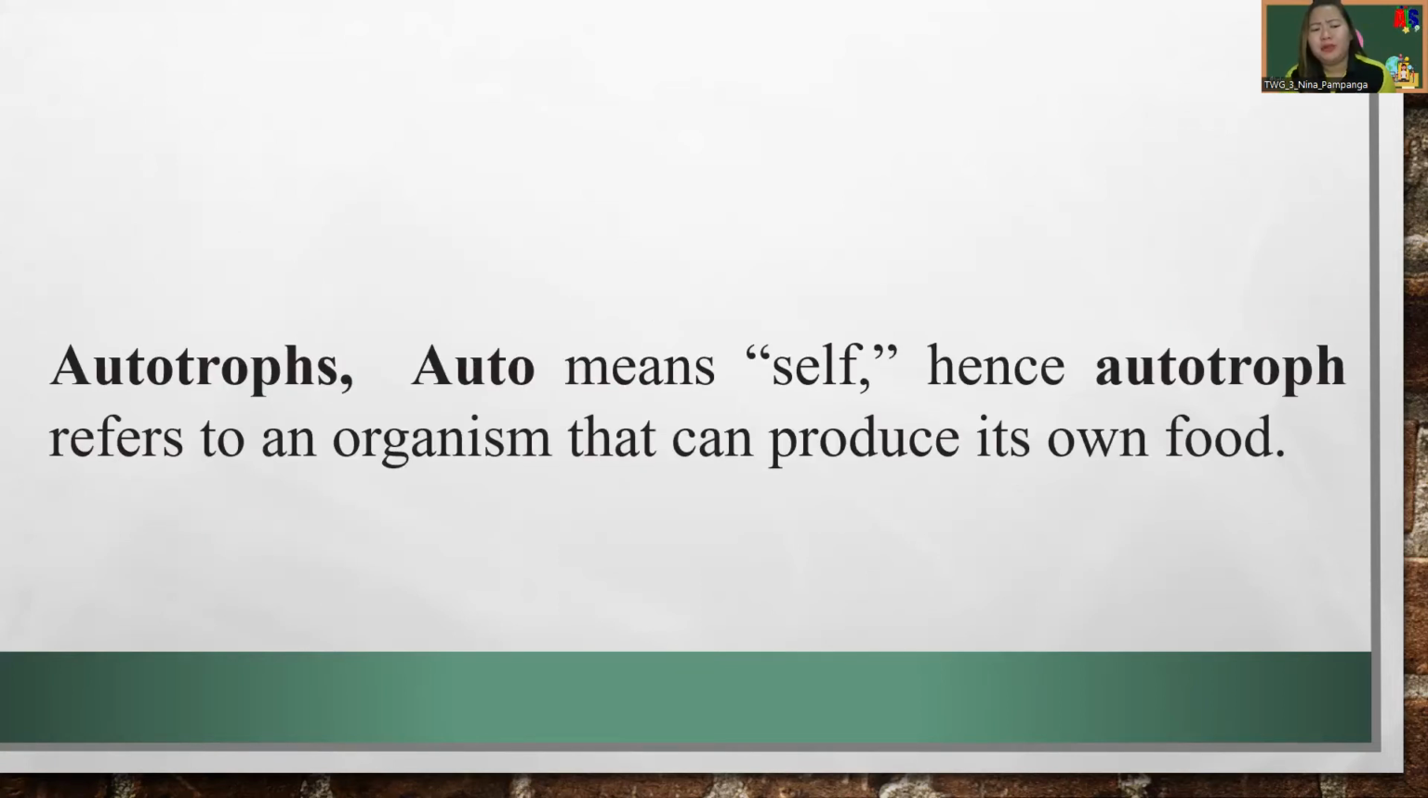We do have autotrophs. Auto means self. Hence, autotrophs refers to an organism that can produce its own food. So, ibig sabihin, nagpo-provide siya ng pagkain niya para sa sarili niya.